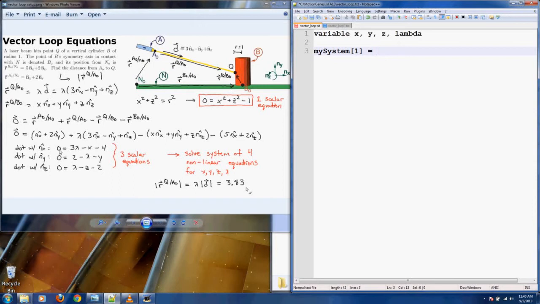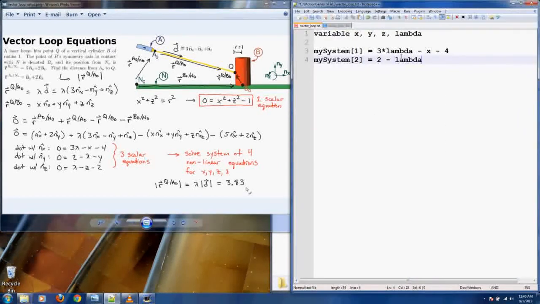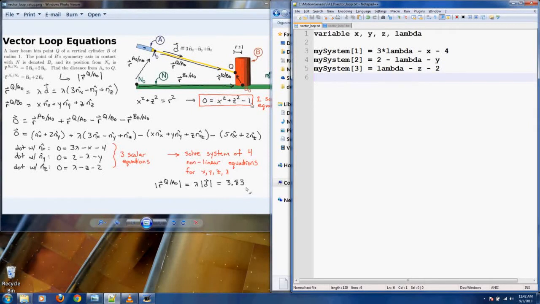It's always implied that the left-hand side needs to be 0. So if you don't have a 0 on one side, you need to rearrange the equation so that you have 0 equals a function of other things. So here we'll type just the right-hand side. So 3 times lambda minus x minus 4. Next we'll type in the second equation, which is 2 minus lambda minus y. The next equation is just lambda minus z minus 2. And the last equation is this one here, which came from the geometry of the cylinder, which is x squared, which we indicate using the little caret here for an exponent, plus z squared minus 1.